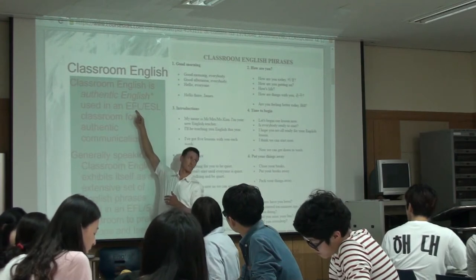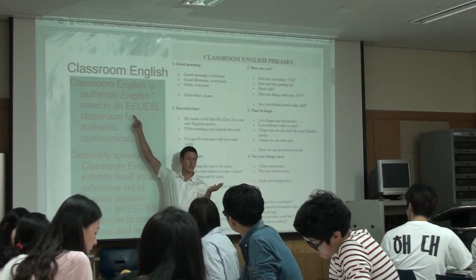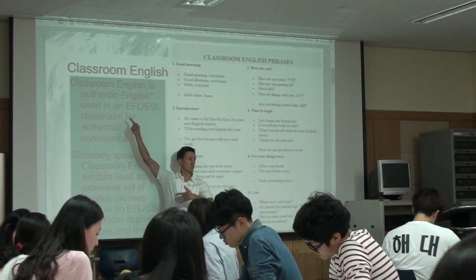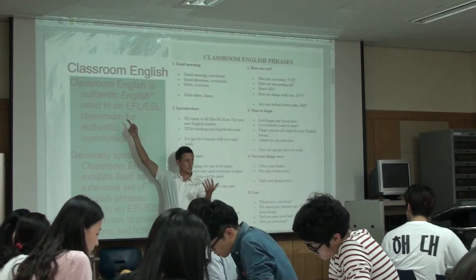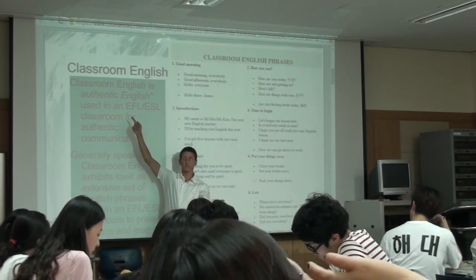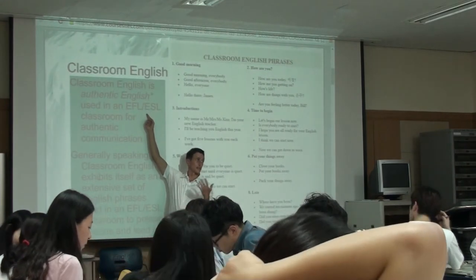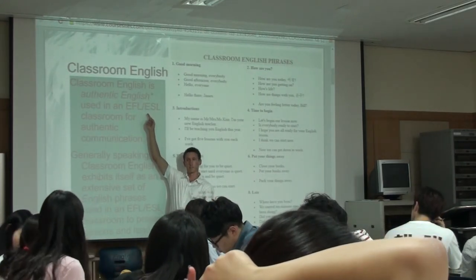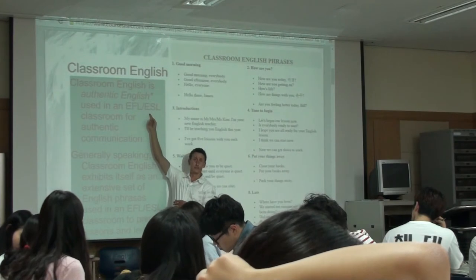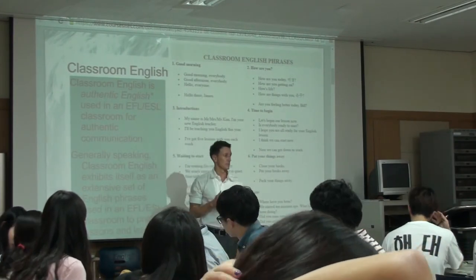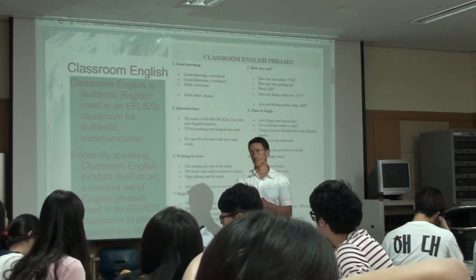EFL is English as a foreign language, and all of you are EFL students. You're all learning English as a foreign language because you don't speak Korean or English in Korea. If you're living in an English-speaking country like the United States, Canada, Australia, or England, then you would be ESL students because you are living in an English-speaking country. They're very similar. There are slight differences.